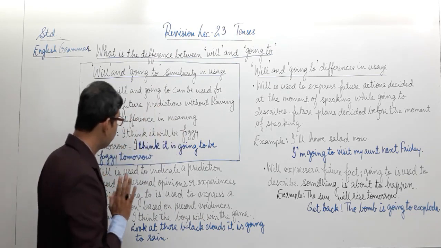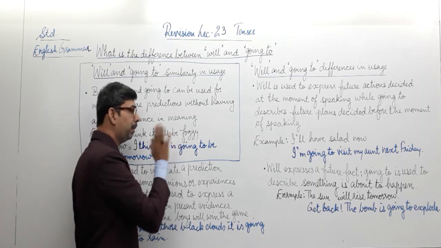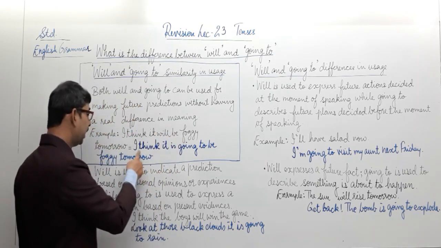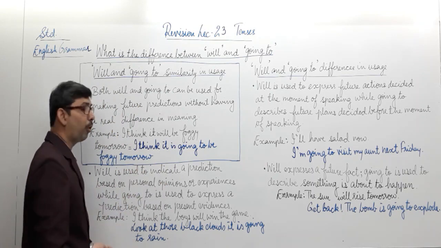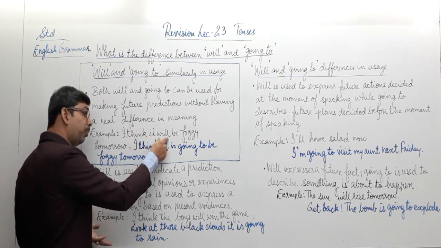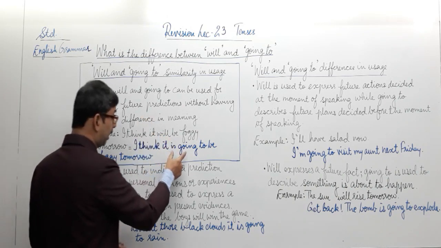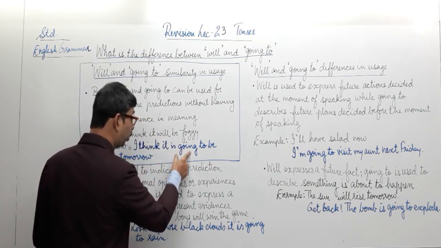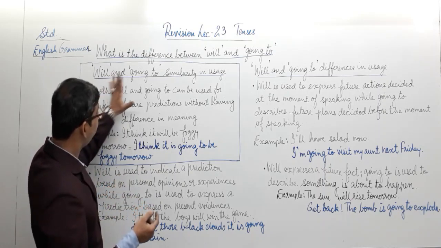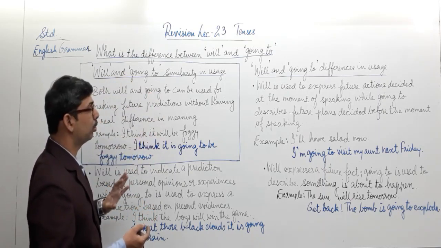So what are you saying? You are thinking that it will be foggy. It is just equal to saying, I think it is going to be foggy tomorrow. So, in the first sentence, we have made use of the word will, whereas in the second sentence, we have made use of the going to form of the future tense. So we will find a similarity in its usage.